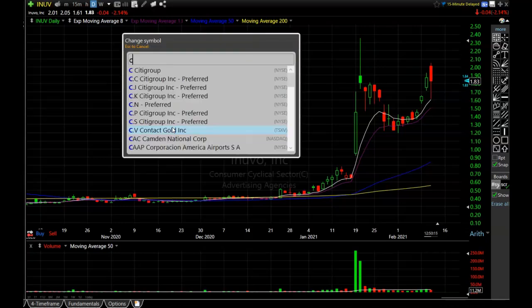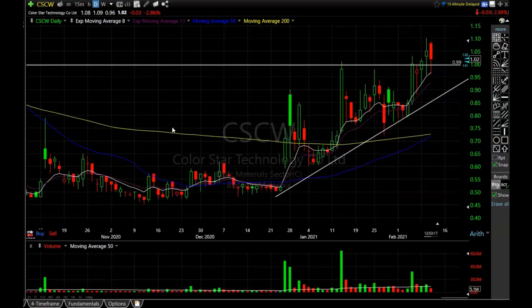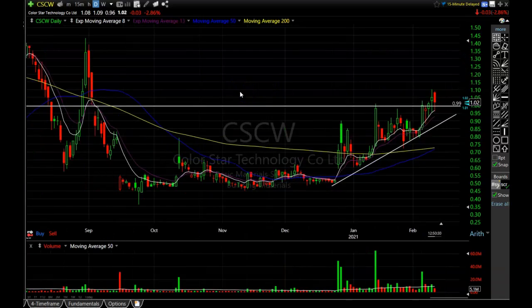CSCW. Let me see if I can get my charting software to work for once. CSCW was another great example of one that bounced right at the 8-period exponential moving average, jumped right back over support, and is holding steady. So CSCW still looks super good.